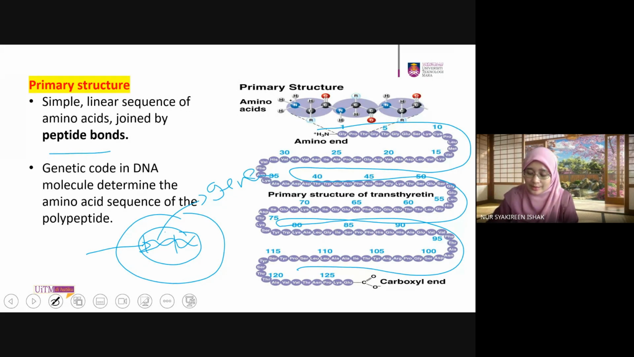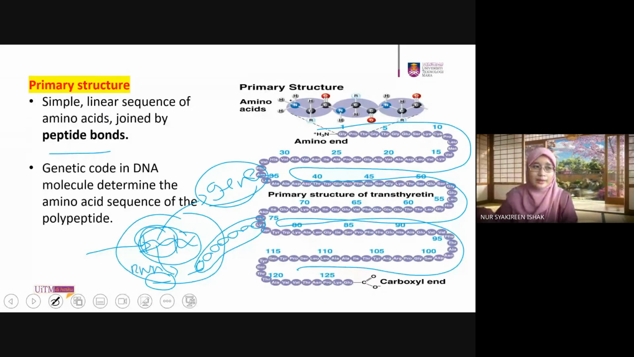So based on this information in your DNA, which we call a gene, the information is stored, and from that DNA the information will be copied into a smaller version of molecule, which is RNA. RNA is single stranded, and from that information it will synthesize the specific protein. This protein can be an enzyme, a hormone, or other different types of protein that the cell requires.